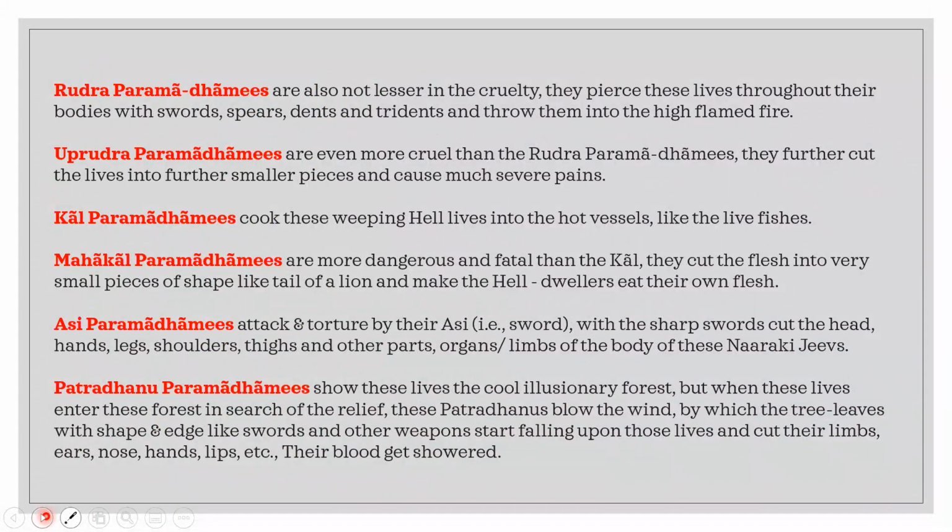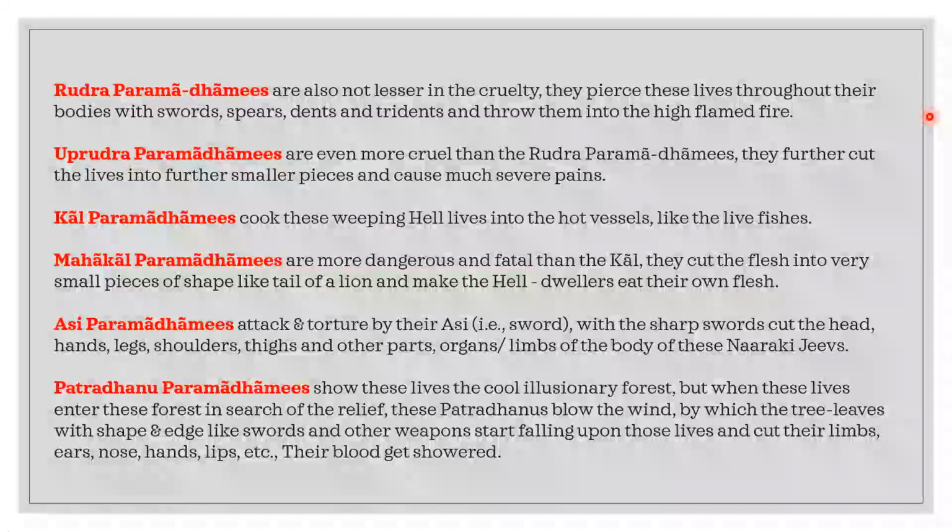Then there is another category of Parmadhami known as Rudra and Uprudra. The Rudra category of Parmadhami basically pierce the jeeves of Narkis with various weapons like swords, spears, dants, and tridents, and then they throw them in the fire. And the Uprudra category of Parmadhami are even more cruel than the Rudra category. They basically cut the jeeves of Narkis into smaller pieces, inflicting very severe pain.